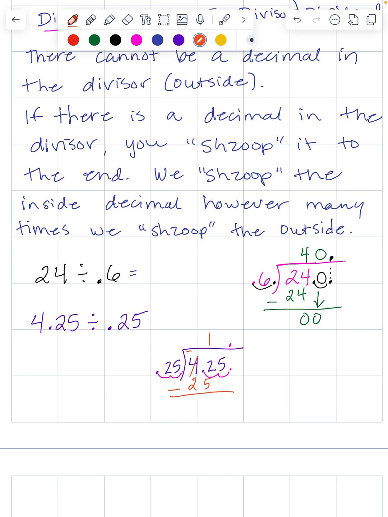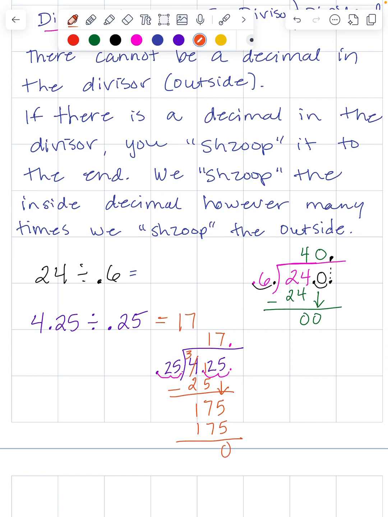25, we subtract. 8, 7, okay, 17 left over. And we'll bring down that 5. I know 25 goes into 100 4 times, and 25 goes into 75 3 times. Add those together, 4, 5, 6, 7. 25 goes into 175 7 times evenly, so we're done.